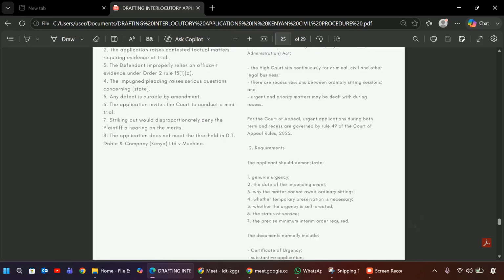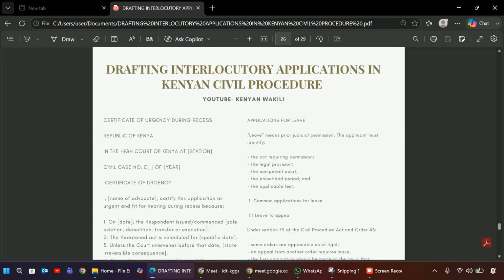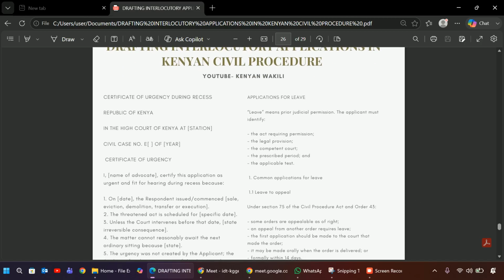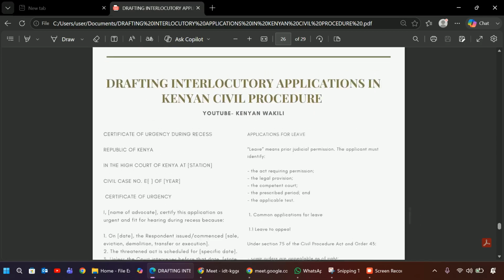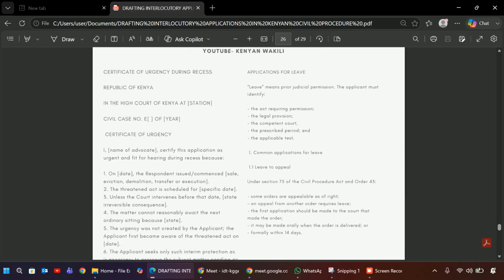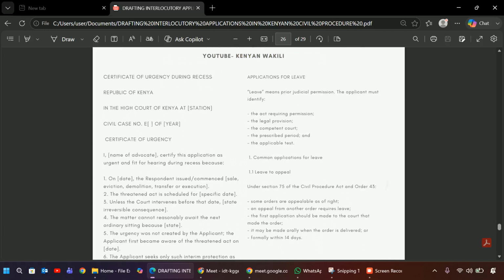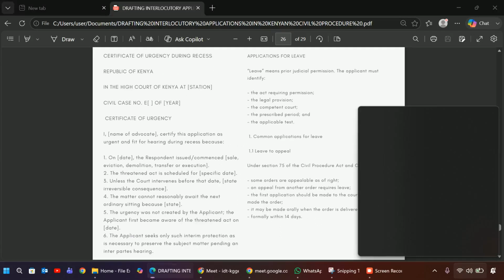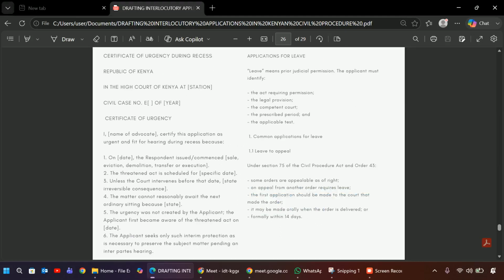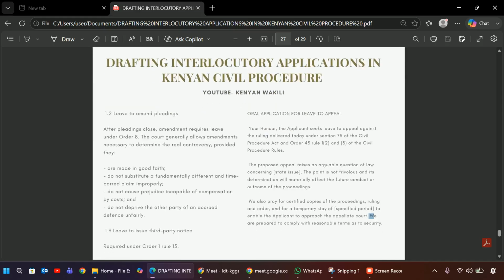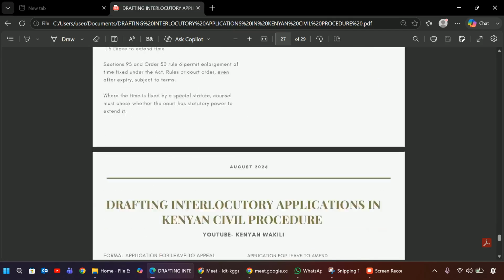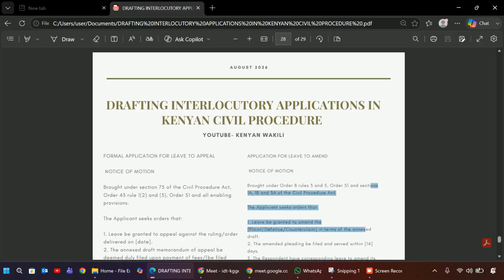So another one is a vacation application. Let me see if there are major applications first. You can see if you are doing an application under recess, or during recess, you usually do a certificate of urgency, then you do the application that you want. So let us first look at the landmark applications before going into the hidden ones that the examiner may think of first.